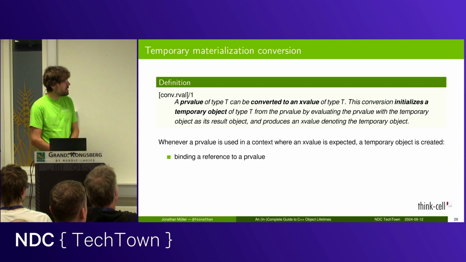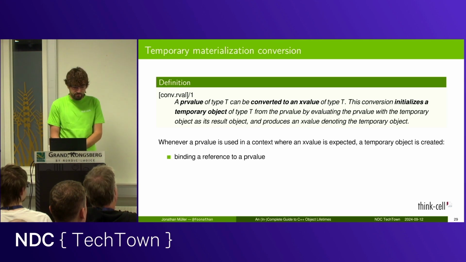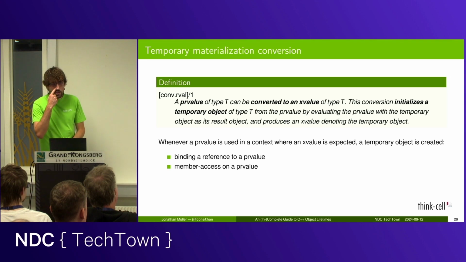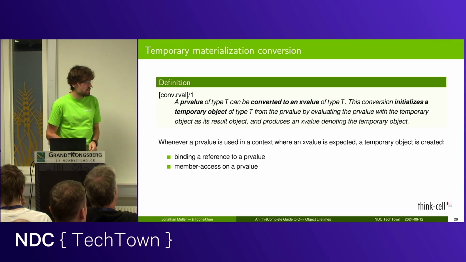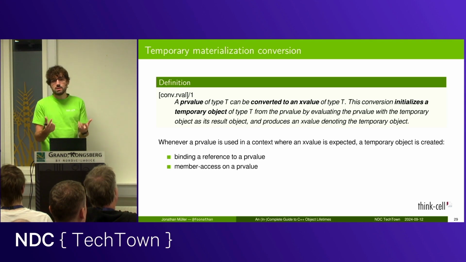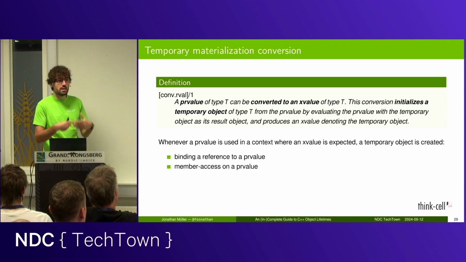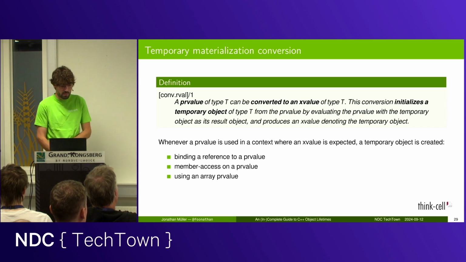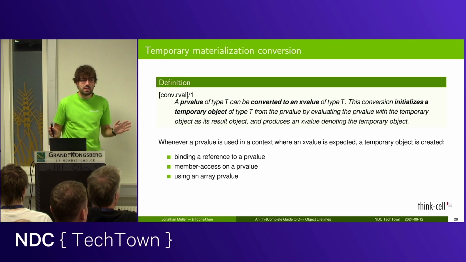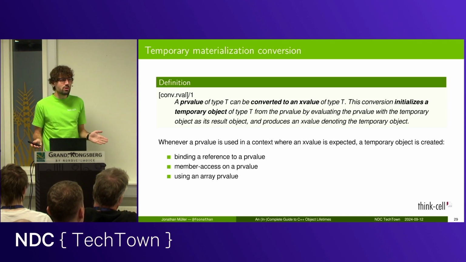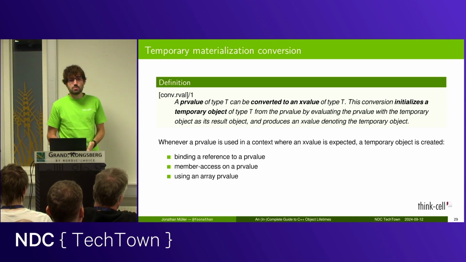This happens, for example, when we bind a reference to a PR value, as we saw in the previous example. It also happens when we do member access on a PR value. When we want to call a member function, we need a this pointer. The this pointer needs to point to some address, so we cannot have a PR value like just a literal. We have to store it somewhere in memory in order to have an address. Similarly, when we use arrays, arrays really want to be pointers, so we need some storage. So whenever you have an array PR value, it will be created in a temporary object.